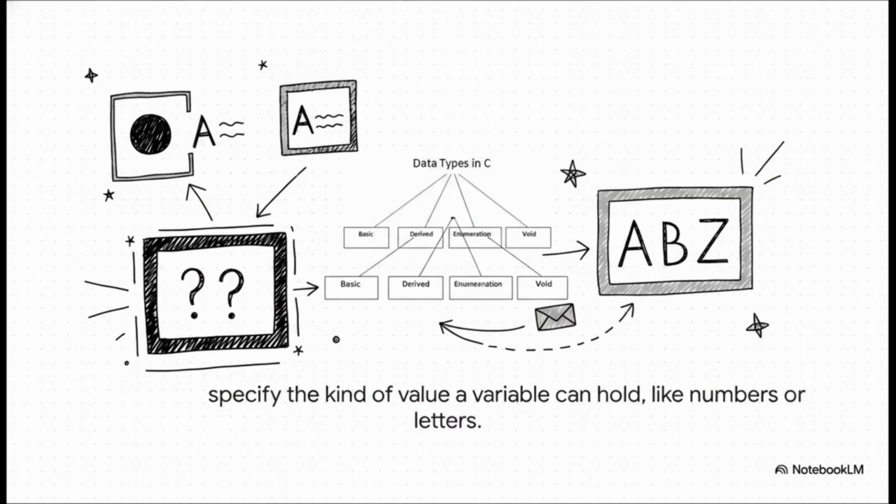But here's the catch. Before you put anything in that box, you have to tell C what kind of stuff is going to go in there. And that's where data types come in. They specify the type of value a variable is allowed to hold. Is it a whole number, a number with a decimal, or just a single letter? You've got to declare it right up front.